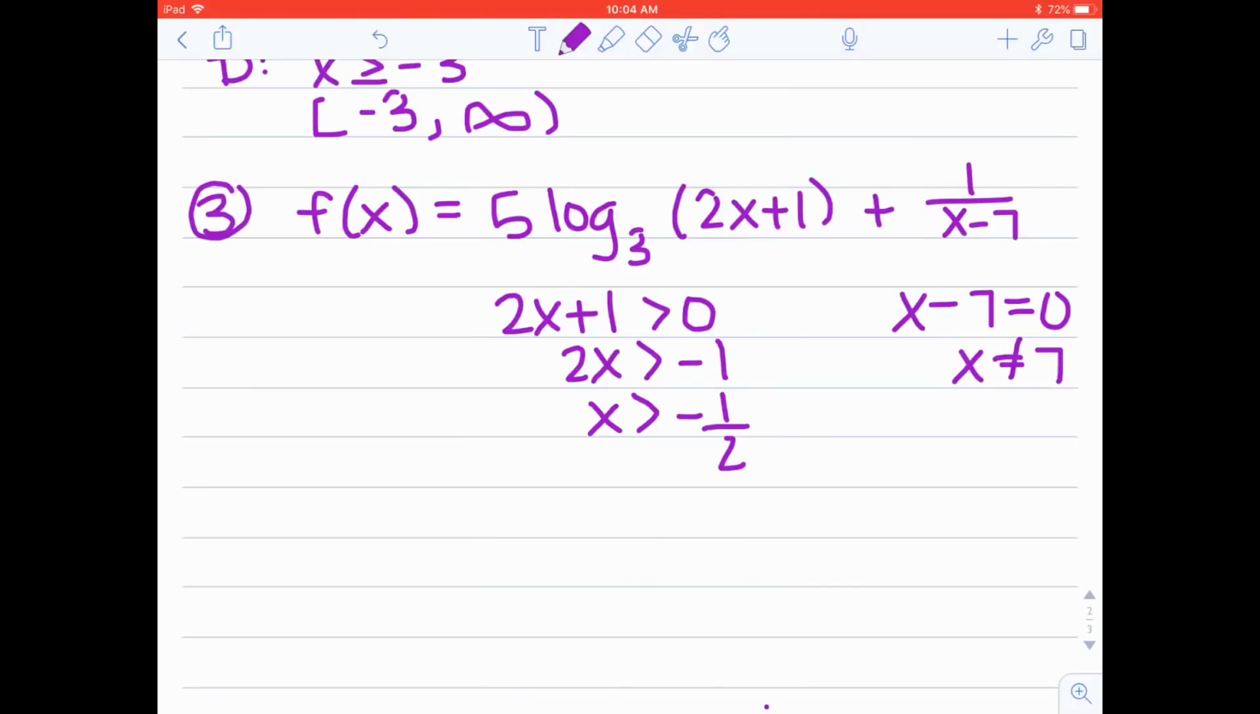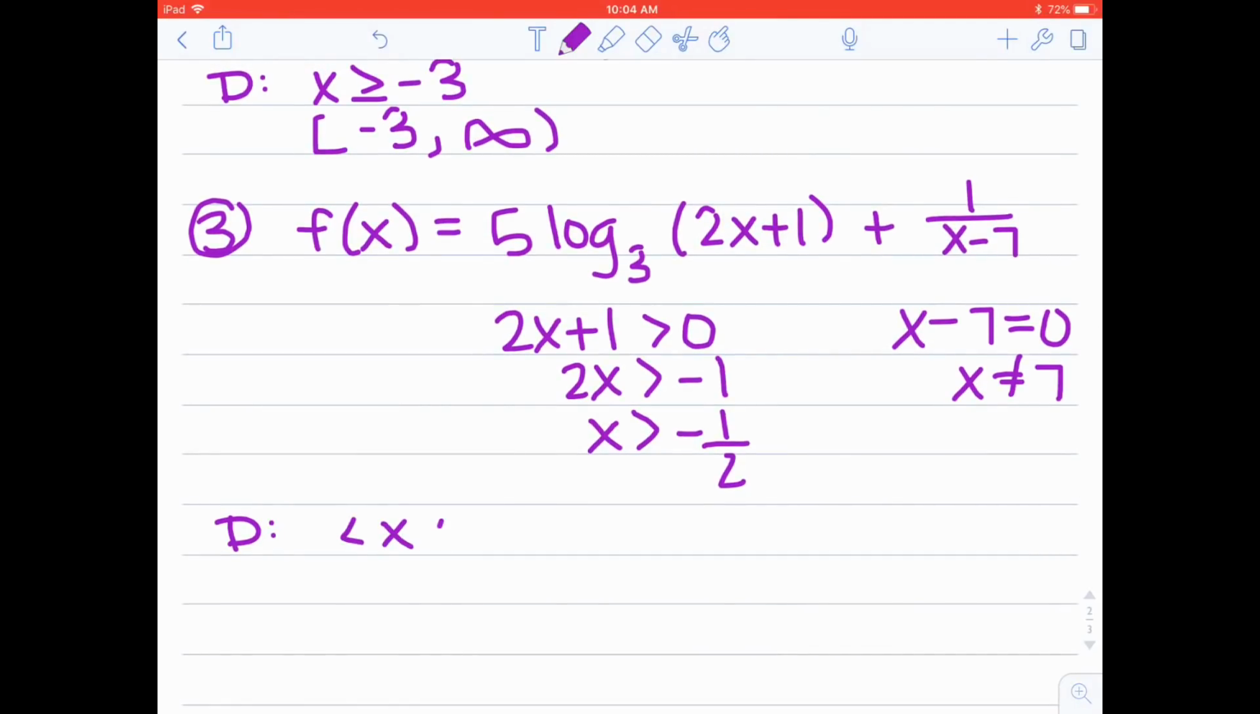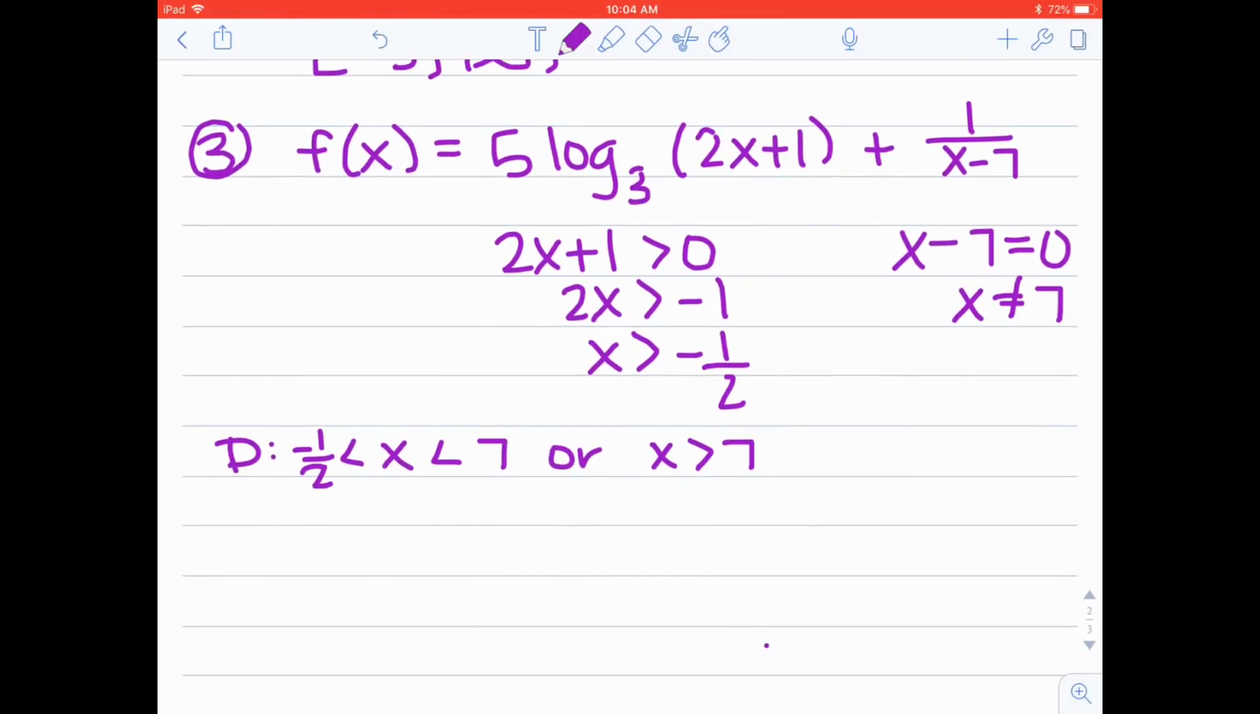So here, I'm going to go ahead and write my domain. I have two things going on. I have to be greater than negative 1/2, but I cannot equal 7. So I'm going to say that my x is between negative 1/2 and 7, that numbers between those are okay, or x can be greater than 7. That's one way to write it. The other way to write it is to say that I can have from negative 1/2 to 7, but I have to skip 7, and then 7 to infinity.